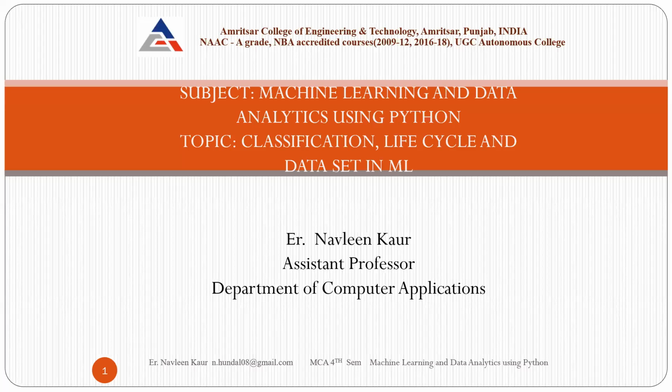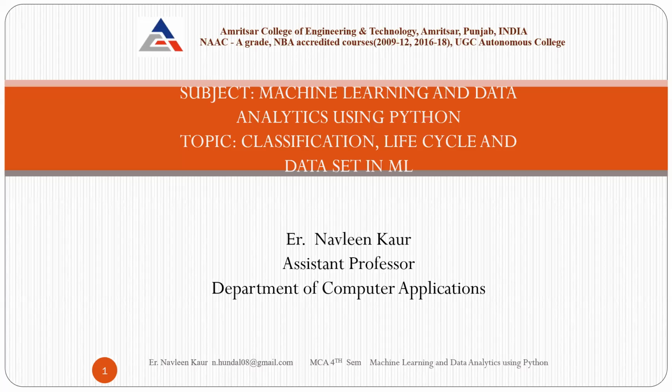In today's class, we are going to cover three topics: classification, life cycle, and data set. By classification of machine learning, I mean how many categories of machine learning there actually are. You can also say the types of machine learning. Life cycle of machine learning means that when you make your machine learn something, there are certain steps that we follow from the beginning till we make our machine learn something. That becomes the life cycle of machine learning.